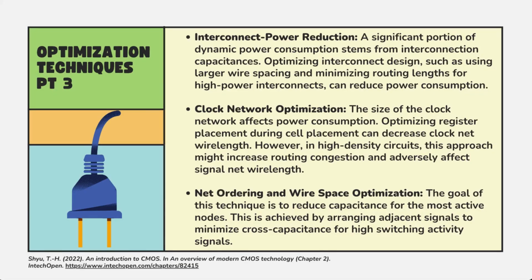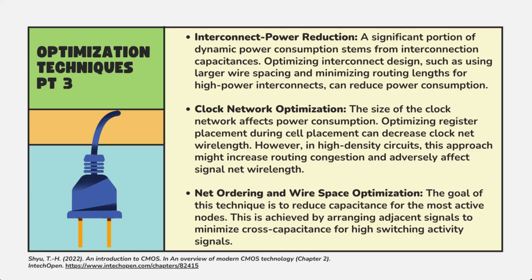Interconnect power reduction. A significant portion of dynamic power consumption stems from interconnection capacitances. Optimizing the interconnect design, such as using a larger wire spacing and minimizing routing length for high power interconnect, can reduce the power consumption. Clock network optimization.